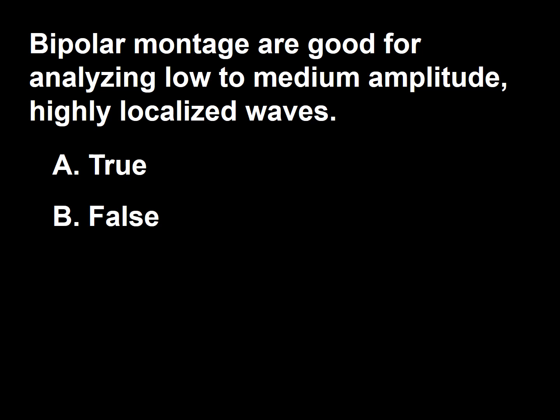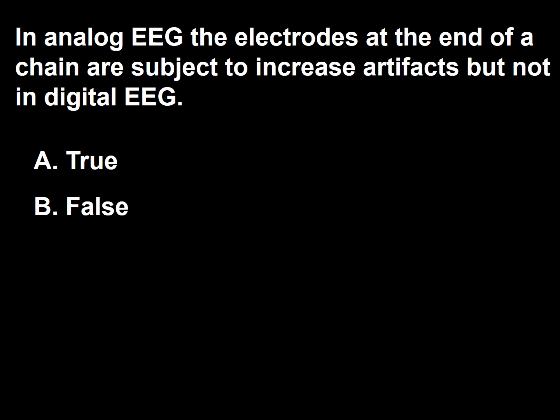So the answer to this question is true. Next question. In analog EEG, the electrodes at the end of a chain are subject to increased artifact, but this does not occur using digital EEG. A true, B false.